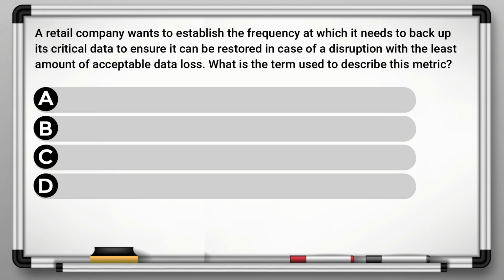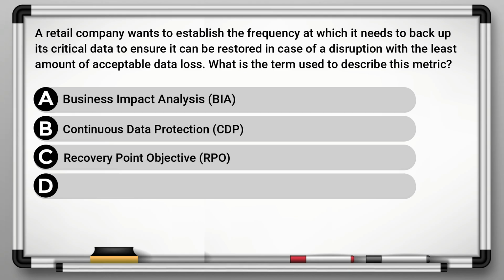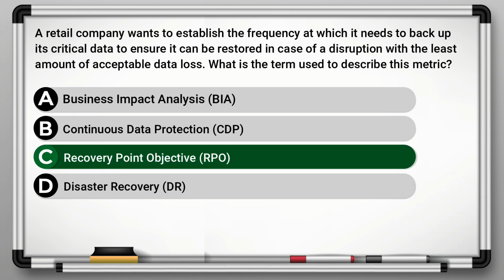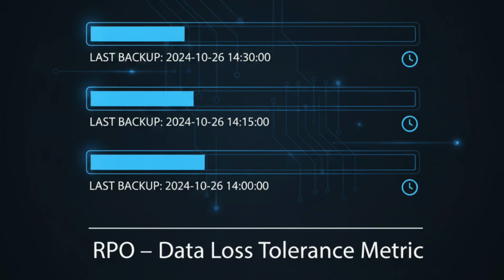Question 5. A retail company wants to establish the frequency at which it needs to back up its critical data to ensure it can be restored in case of a disruption with the least amount of acceptable data loss. What is the term used to describe this metric? Correct answer, C, Recovery Point Objective, RPO. RPO defines the maximum tolerable data loss in time and helps determine backup frequency.